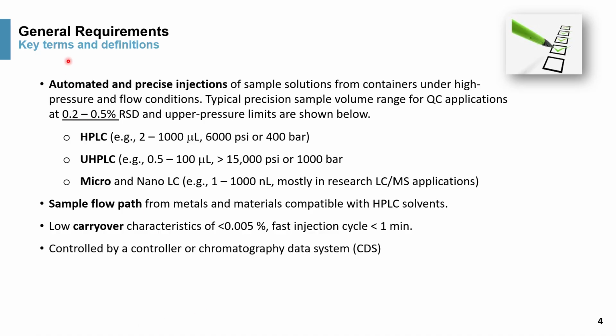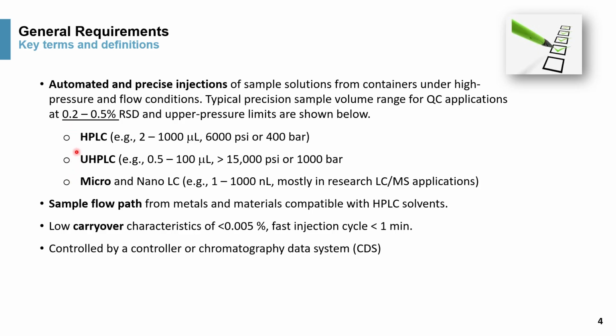Here are some general requirements. Most importantly, an autosampler can automate the injection process, which is highly tedious, and it can do it very precisely. So precision is a big deal. Here we categorize the typical sample volume range of different types of autosampler, and also their pressure rating. Typically in QC application in modern autosamplers, we're looking at a precision level of 0.2% RSD to 0.5%.